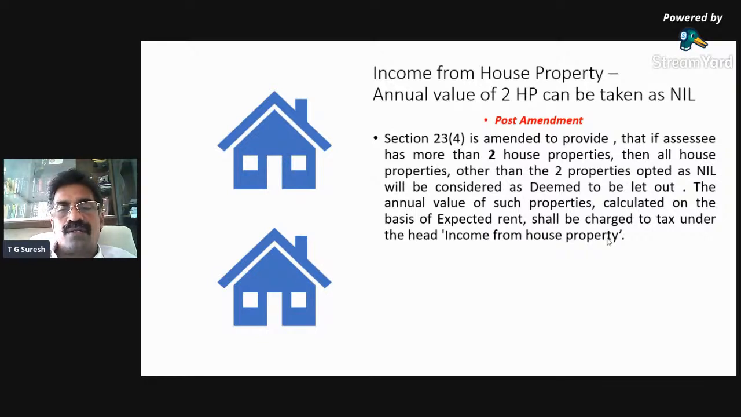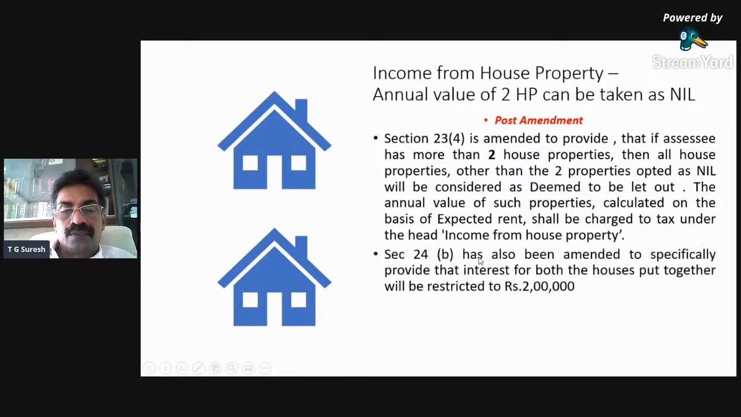Interestingly, as I said, 23(2) could have also been amended, but they have not done it. They've made only the 23(4) change. But don't worry about it from the examination point of view. You have to take two houses as 0. So work out the equation, finish off.